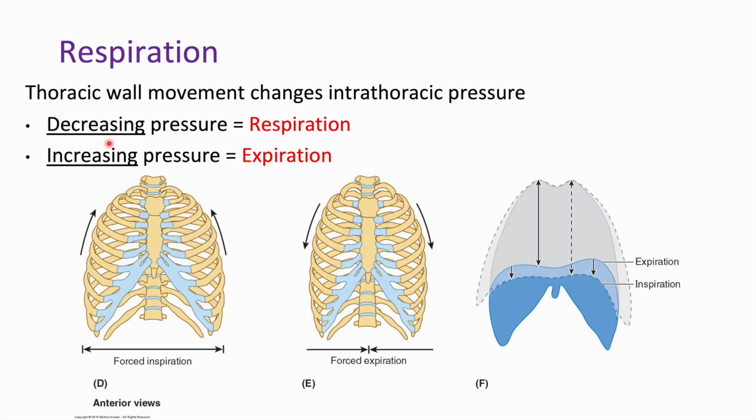And so now let's briefly look at respiration and the mechanism of it. What happens in respiration is our thoracic wall is going to move, and that's going to change the intrathoracic pressure. And so when we decrease pressure, for example, if we contract the diaphragm or expand the bones, then that's going to be inspiration. So decreasing pressure will give us inspiration. If we increase pressure, which is going to be relaxing the diaphragm or kind of squeezing the bones, then we're going to get expiration. So increasing pressure gives expiration.